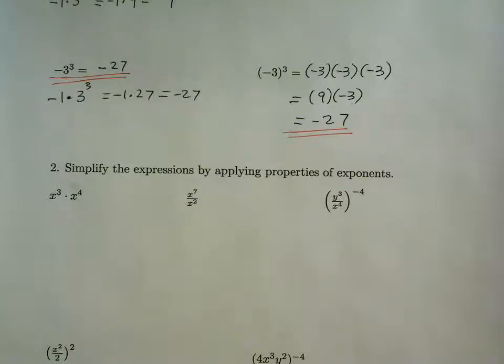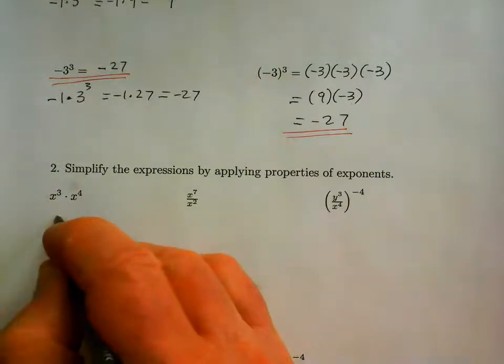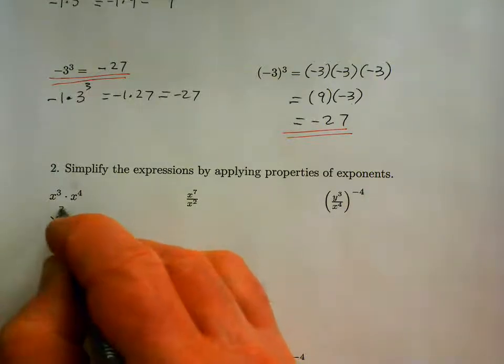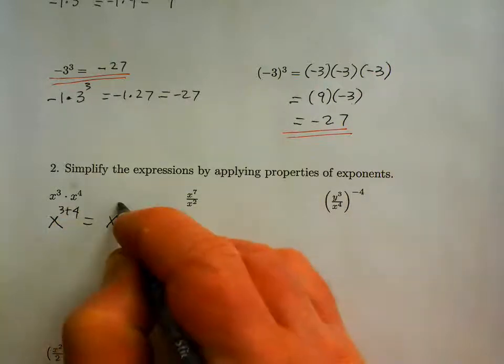So what does x to the third times x to the fourth simplify to? Okay, we got an answer online, x to the seventh. So an intermediate step is x to the 3 plus 4, which is x to the 7th.